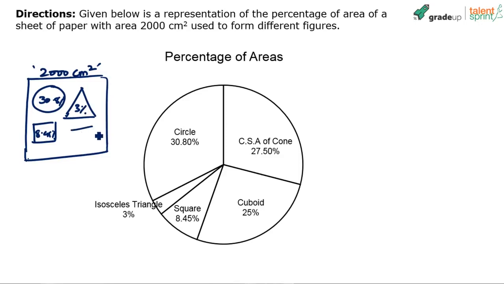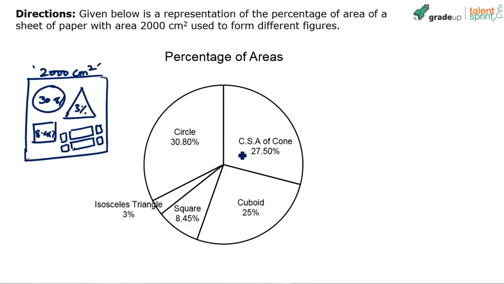A cuboid is a 3D figure. This sheet of paper is 2D, but they can take different pieces and make a cuboid out of it. So 2 rectangles of this shape, maybe 2 rectangles of this shape, and 2 more rectangles to get a cuboid. You know that a cuboid will have 6 faces, so these 6 faces can be cut out and then formed together to get a cuboid.